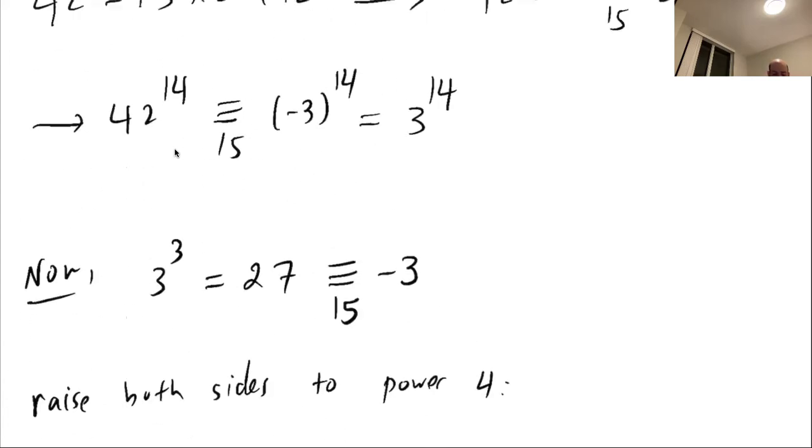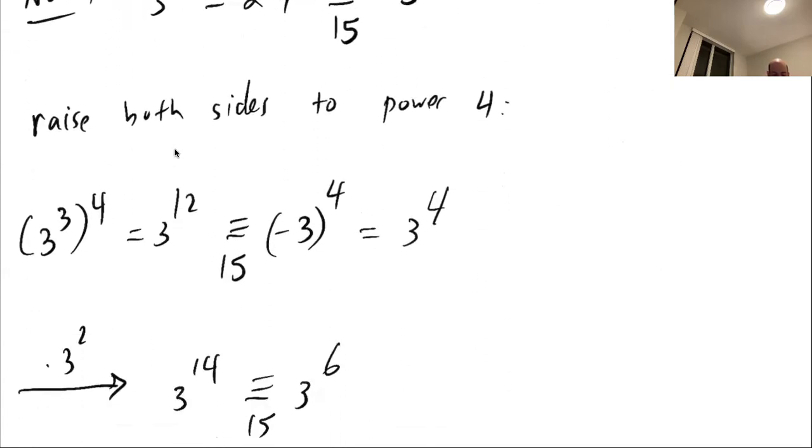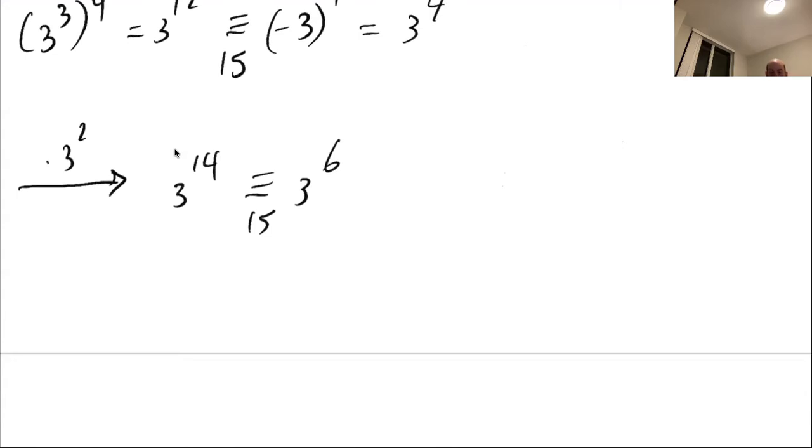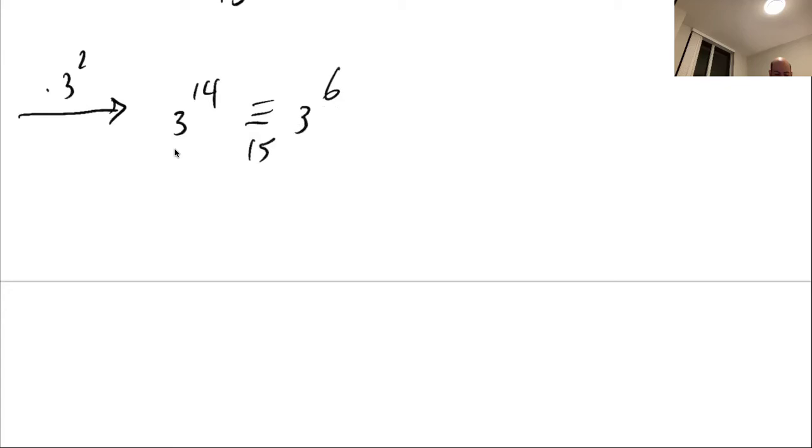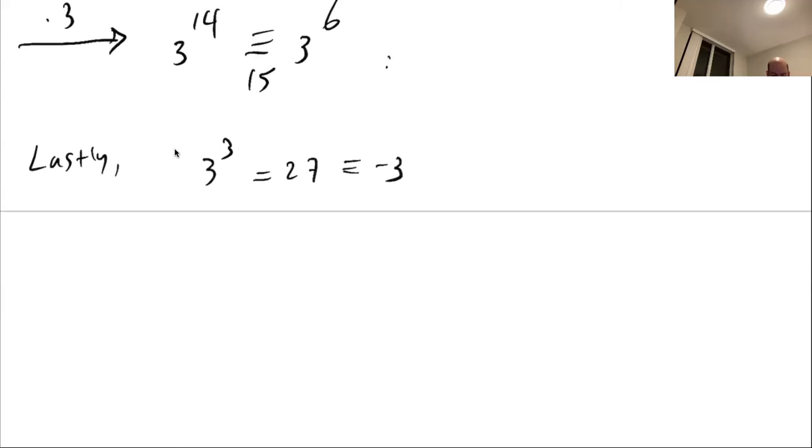So see, from 42 to power 14, we reduced the numbers and powers, everything. I got 3 to power 6 now. 3 to power 6, still we can reduce it. How can I reduce? Lastly, remember 3 to power 3 was 27, which was minus 3. We already used this fact once. I want to use it one more time mod 15. I need 3 to power 6. I know that 3 to power 3 is minus 3. How do I get 3 to power 6 from 3 to power 3? Just raise to power 2.